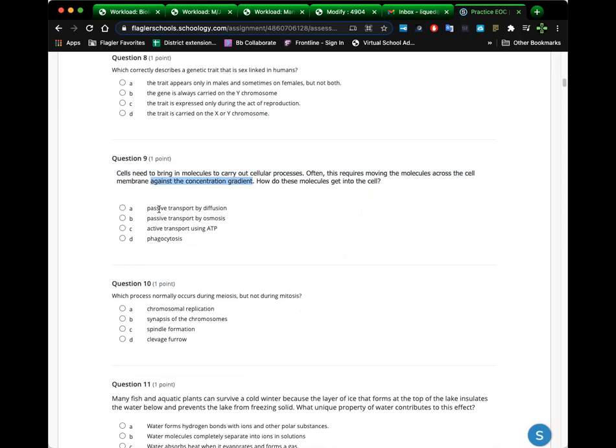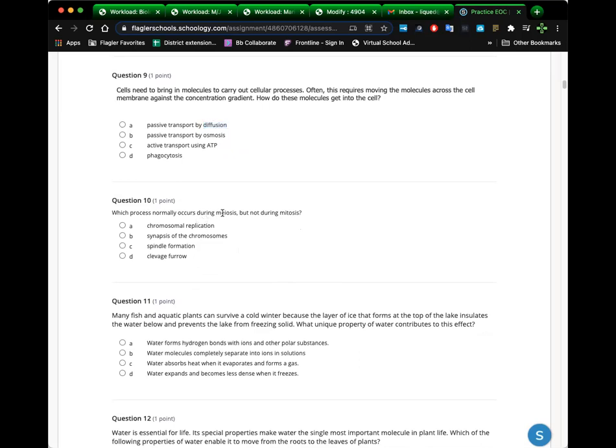All right. So passive does not require energy. So neither of those can be the answer. So that leaves active transportation using the ATP or phagocytosis. So it's definitely going to be, like I said, ATP is energy, and active transportation, that's it. And then real quick, osmosis is the movement of water. And then passive transportation by diffusion. Diffusion is just a more generalized term for that. Osmosis is specifically water. So transportation without energy.